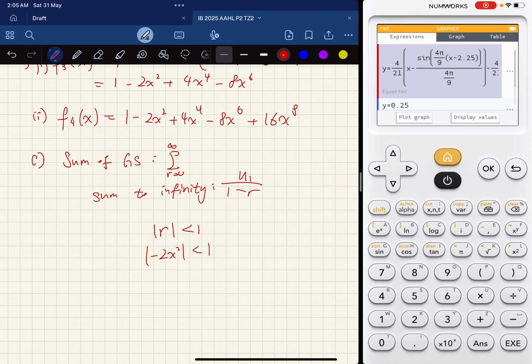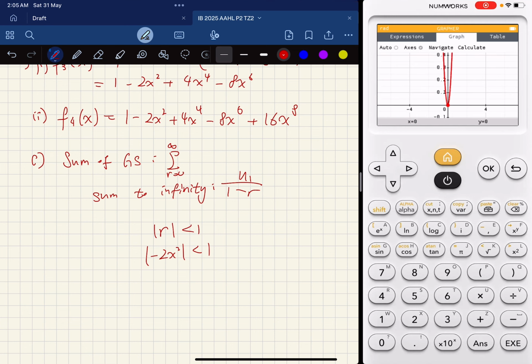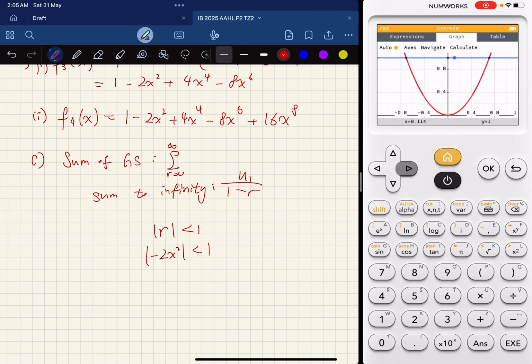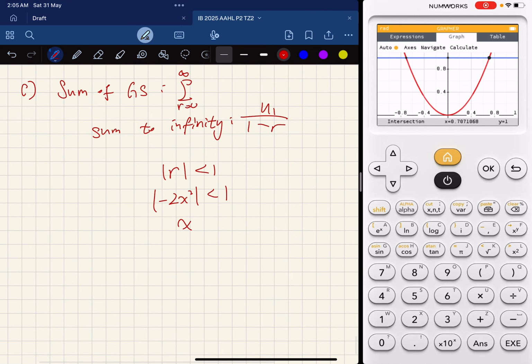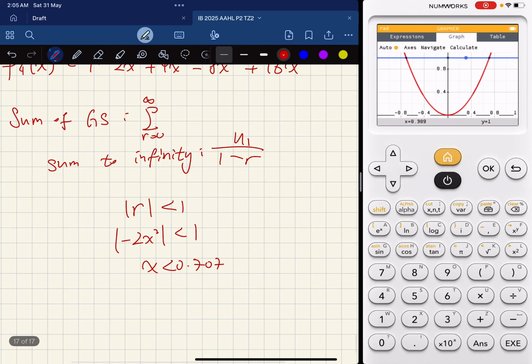So delete everything, and then absolute of -2x squared, and then make this smaller than 1. So equals 1 first. Okay, so then make it more clean. So I want this to be smaller than 1, right? So it's anything x less than 0.707 or √2. Wait, never mind. I think they want us to write it in exact form.